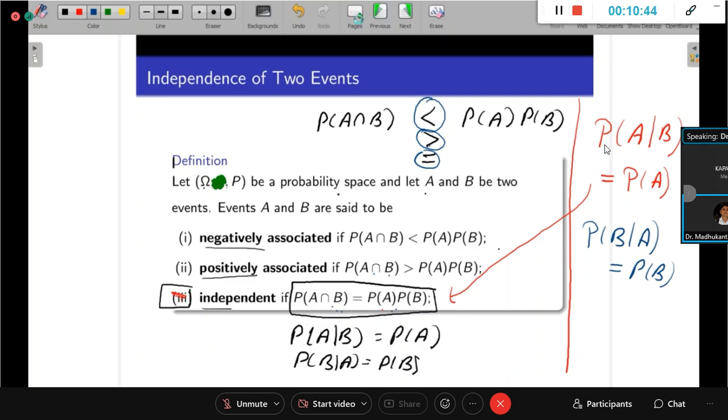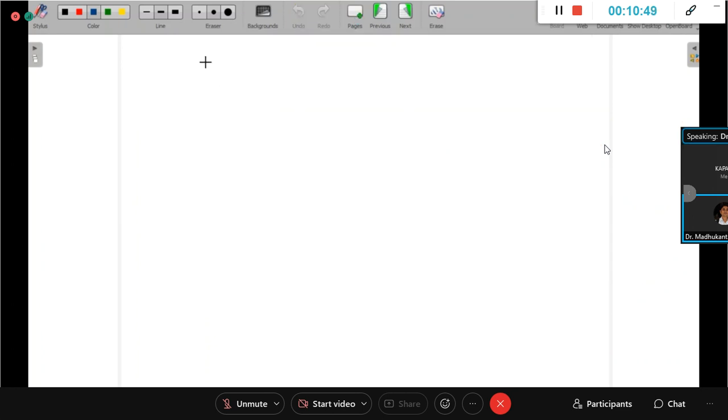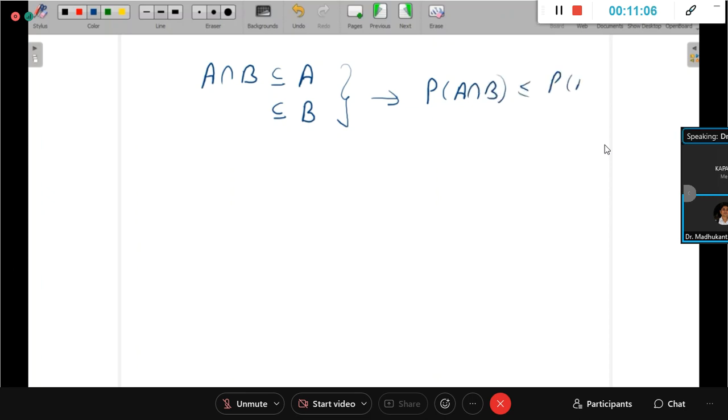Probability of A intersection B is... see, if you recall the monotone property, A intersection B is a subset of A as well as a subset of B. So the monotonicity of the probability function tells you that probability of A intersection B is less than or equal to probability of A as well as less than or equal to probability of B. That you can prove by using a Venn diagram, and you can create two mutually exclusive events and show that.